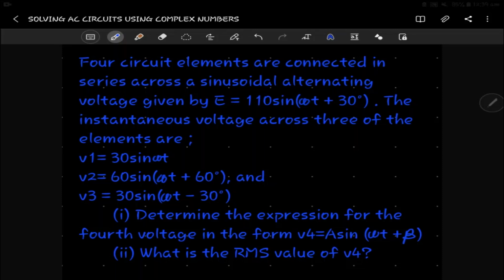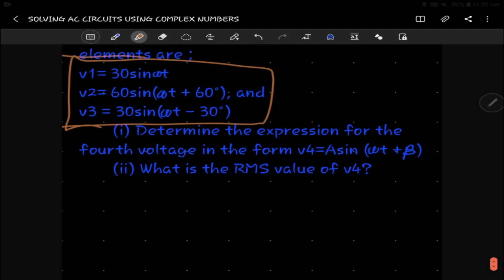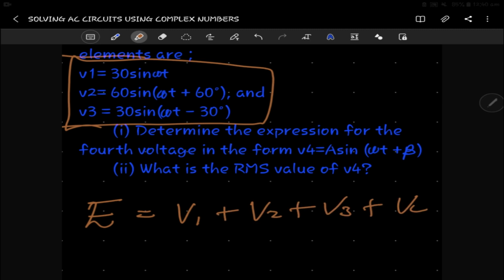Here's another problem solving an RLC circuit using complex numbers. It says elements are connected in series across this sinusoidal alternating voltage, and these are the voltages across them. Due to voltage drop, we can clearly see that E is equal to V1 plus V2 plus V3 plus V4. Four elements are connected across this, and this is the voltage across them.